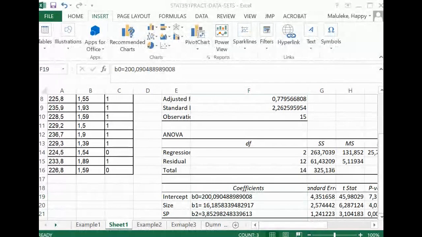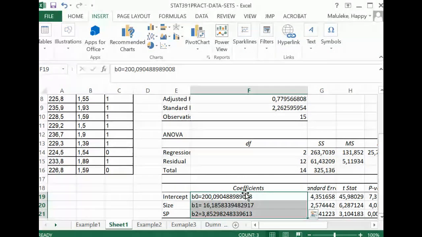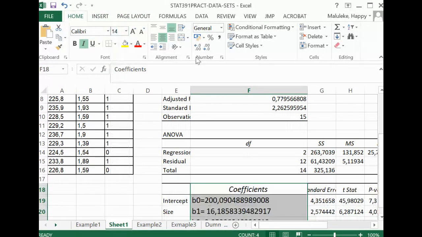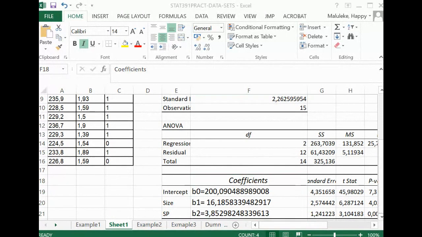Now let's talk about this model. This is what we're looking for, this information here. Can you see the values, please? Leaders, can you see the values?